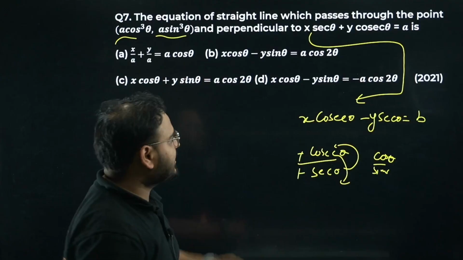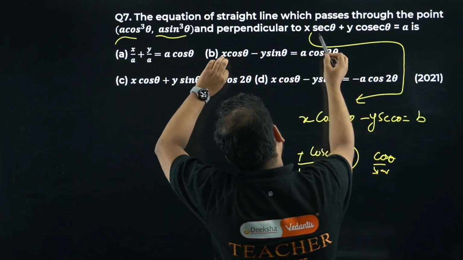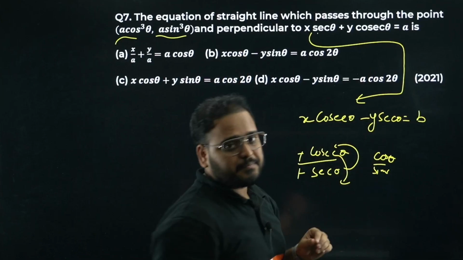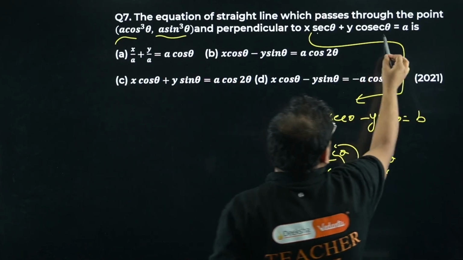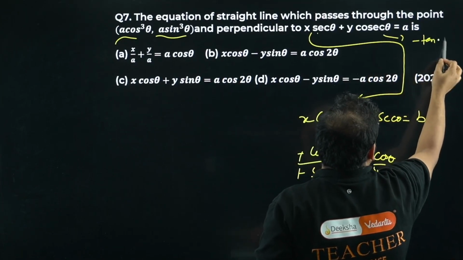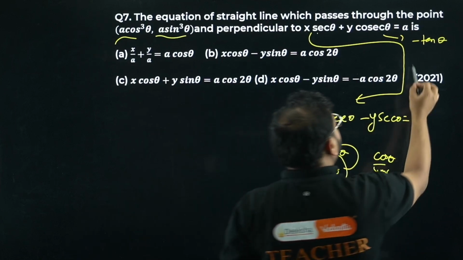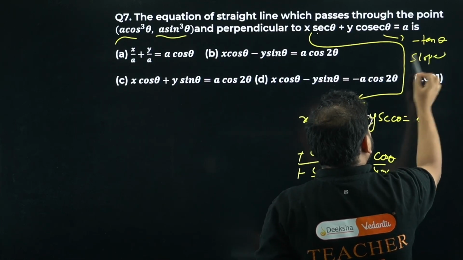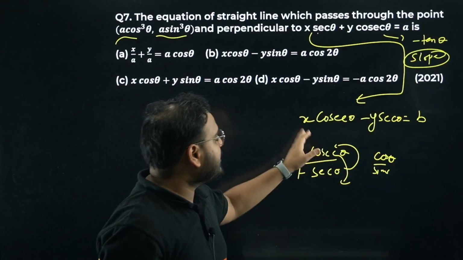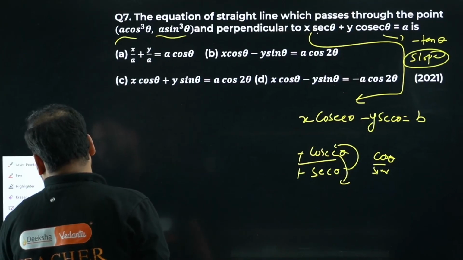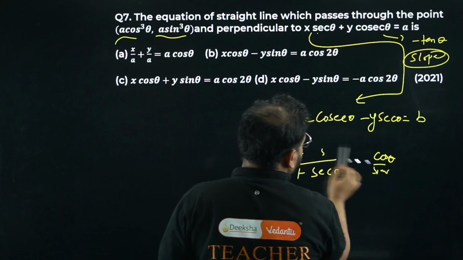Did I go too fast? Think about it. If you have minus sec by cosec, so cosec is below, right? It will go up, will become sine. So for this you will have slope as minus tan, and for this you will have slope as plus cot. This is your slope. Please cross check. So the equation will become simply x cosec theta minus y sec theta equals b. Now we have the equation of the perpendicular line.